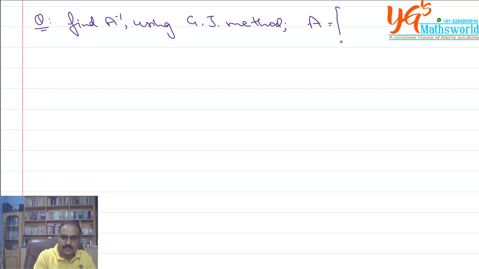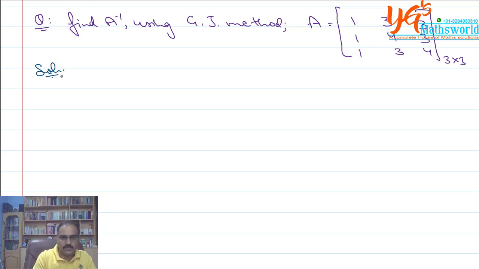Okay. Now let us take one more question from the same concept. So now we have a matrix, find A inverse using Gauss Jordan method, where we have given A matrix that is equal to 1 3 3, 1 4 3, then 1 3 and 4. Again we have a 3 by 3 matrix.